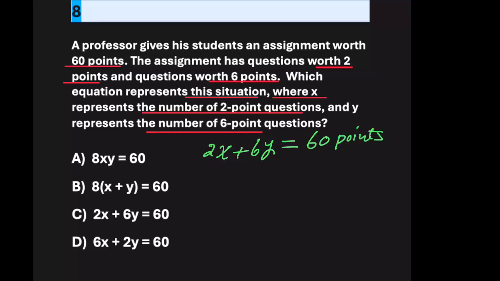Let's go through the multiple choice. Choice A, multiply the questions, and that is not correct. Choice B, if you distribute the 8, it's going to be 8x plus 8y equals 60. So that means all the questions have a value of 8 points, and we cross that one out. Choice C is the correct answer, and it looks like what we have here, and the answer is right here.